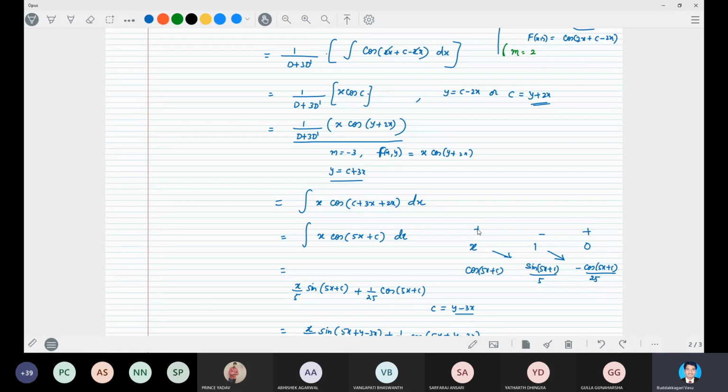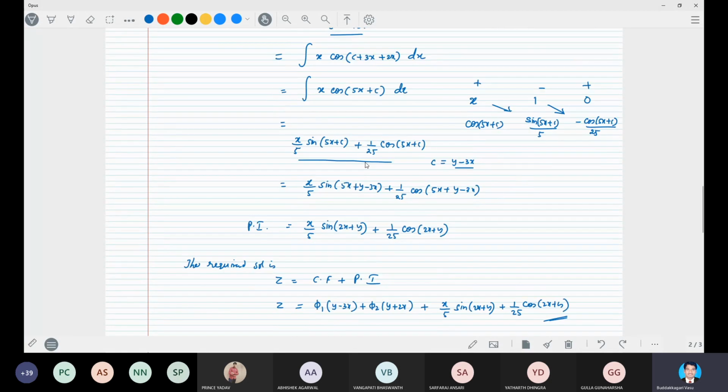Now take the signs alternately, plus, minus, plus. Now multiply like this, corner multiplication: x into this much, 1 into this much, minus 1 into minus this. It will give you the required integral of the above. After integrating, c is to be replaced with y plus mx, where m is minus 3, so y plus 2x. You will get the required particular integral.